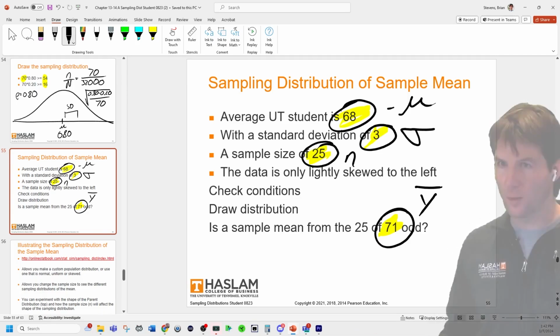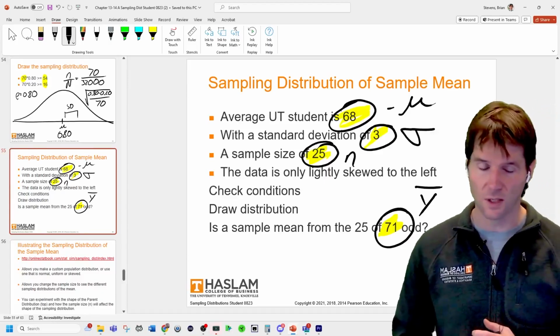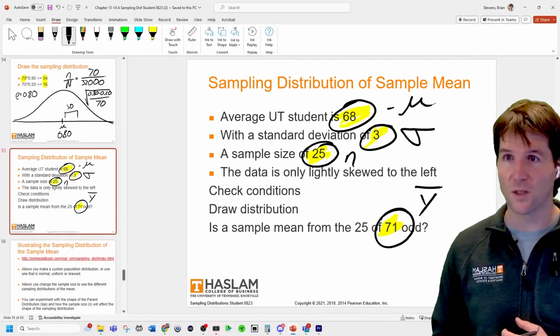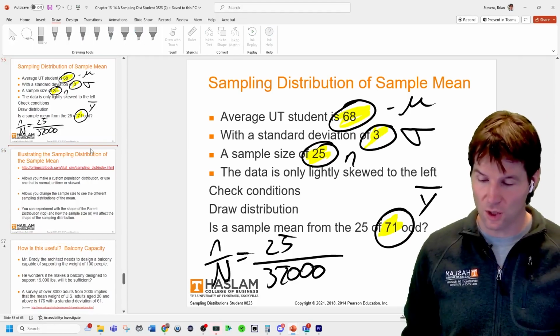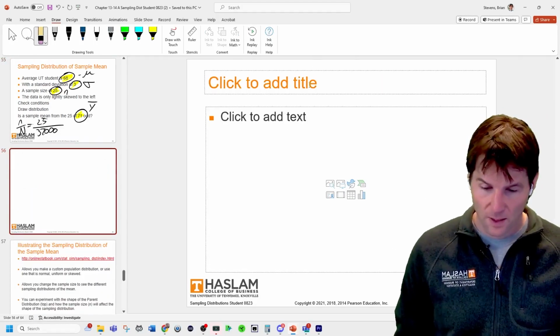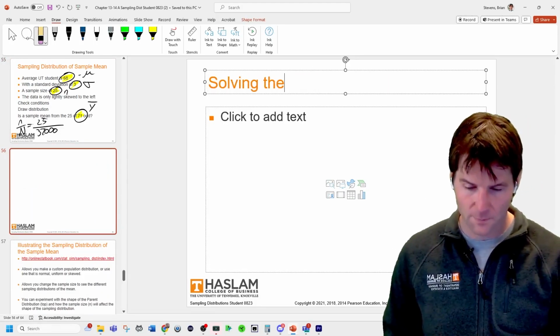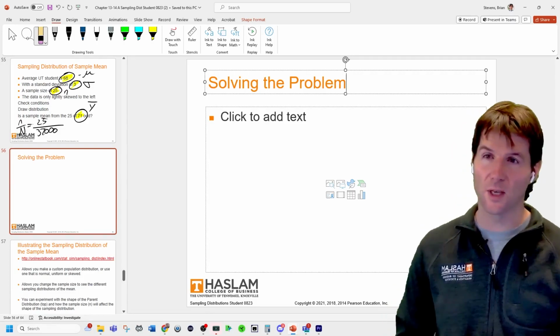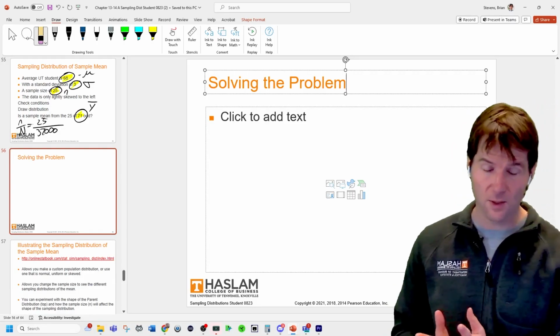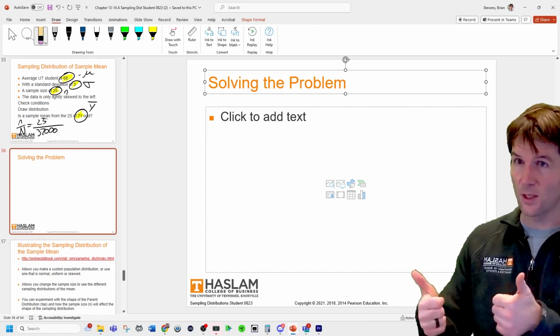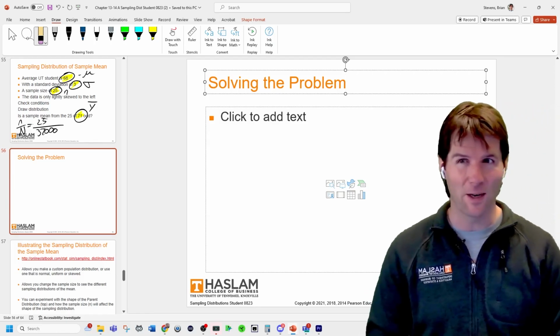Once again, this problem somehow assumes we know the heights of all UT students and the variation, which is the standard deviation. Okay, let's check the conditions first. So solving the problem. First off, did we take a random sample? Hopefully we did. Random samples are needed for this. So if the problem says it, we did it. The problem should say it, and I'd write it in the problem.